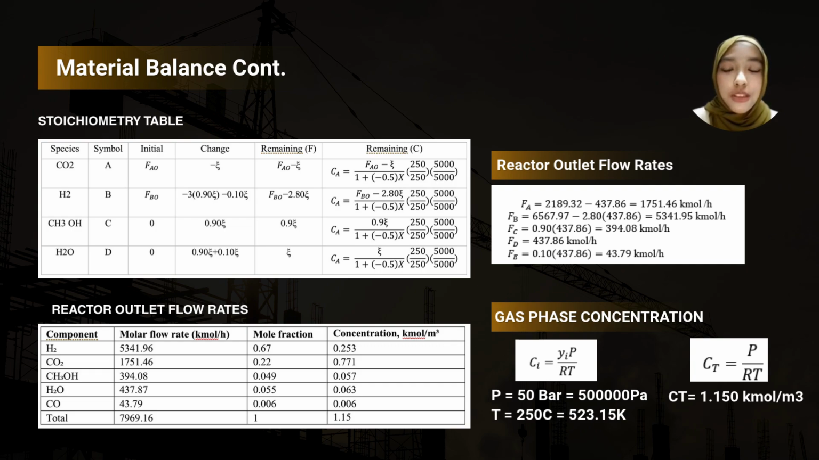The outlet gas composition was then calculated using the mole fractions and the ideal gas equation at 250 Celsius and 50 bar. The outlet composition is used as the feed for the downstream methanol purification process.